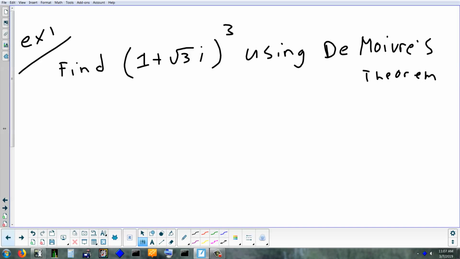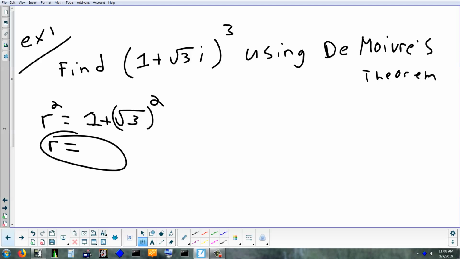No, because you have to find r and theta. Right, I have to find r and theta. So for r, we use the Pythagorean theorem: 1 squared plus the square root of 3 squared. So what is r going to come out to? R squared will be 4, but r would be 2. So the radius is 2.